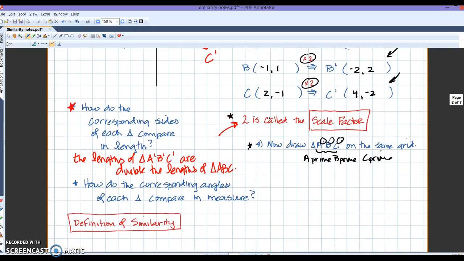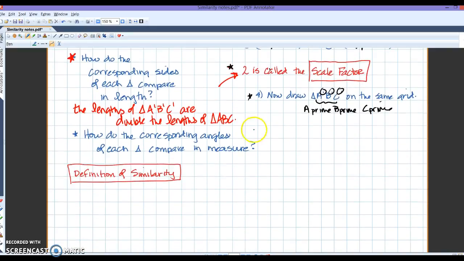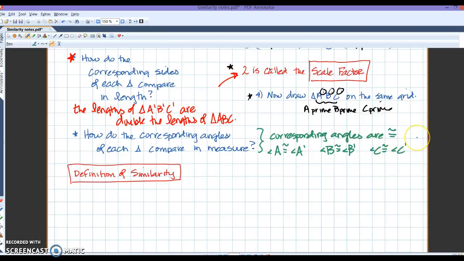So it seems that the side lengths have doubled, but the angle measures, corresponding angles, are congruent. Angle A is congruent to angle A prime. Angle B is congruent to angle B prime. And angle C is congruent to angle C prime.